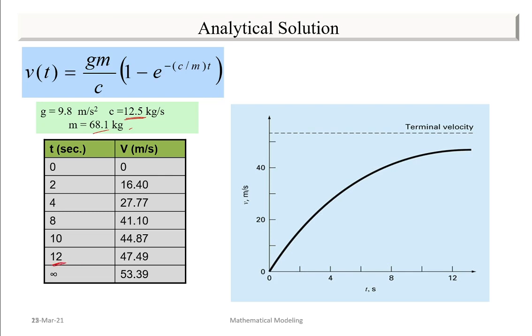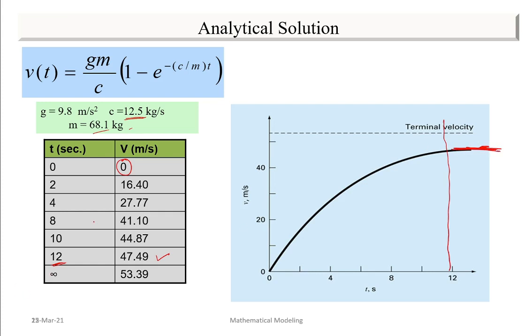After about 12 seconds, I will reach a speed of 47 meters per second. Initially your velocity was 0. Within 12 seconds, you reach a speed of 47. And as I go on increasing the time, if I plot this, you will observe that at a particular time the velocity is not increasing, but remains constant. This is the observation.